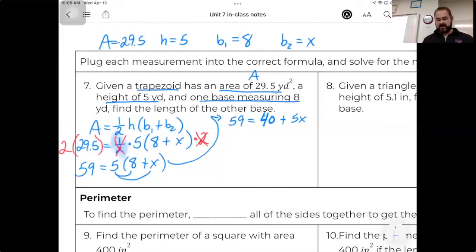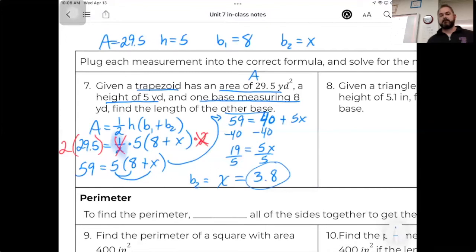And now we should see the next thing is to subtract 40 from both sides. 59 minus 40 is 19. So 19 equals 5X, and the next part of this would be to divide by 5. If I divide by 5, then X, or the other base that I'm looking for, would be 3.8. Okay, so we can use formulas to work backwards here.